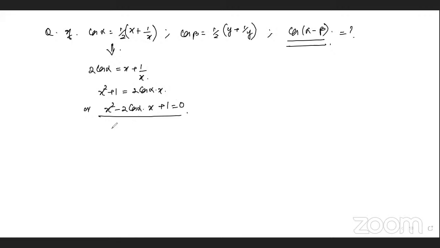Now, can you do the completion of a square here? It becomes x minus cos alpha whole square, that is equal to x square minus 2 cos alpha. Then it becomes minus cos square alpha plus 1 is equal to 0.